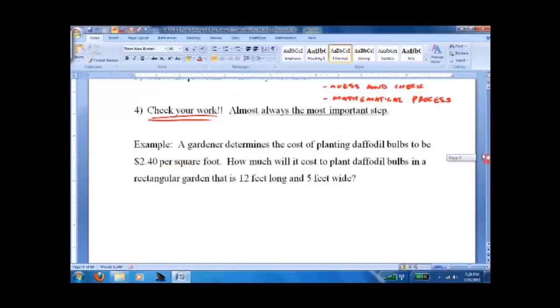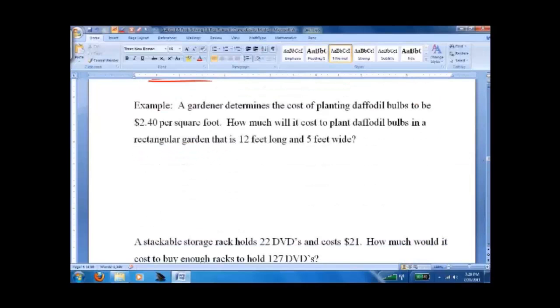So here's an example. A gardener determines the cost of planting his bulbs to be $2.40 per square foot. How much is it going to cost to plant daffodil bulbs in a rectangular garden 12 feet long by 5 feet wide? Draw a picture. Trying to get a price here. So it's 12 feet and 5 feet. We know that it's $2.40 for every foot squared. Well, that should mean that we want to find the area here.